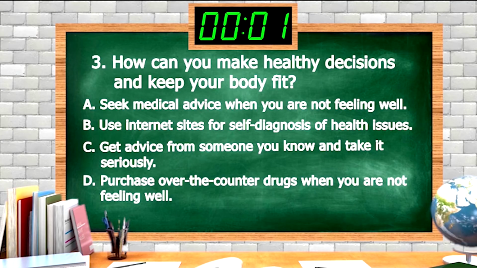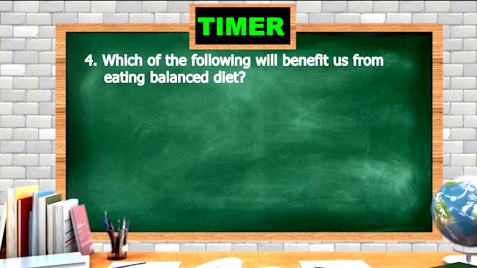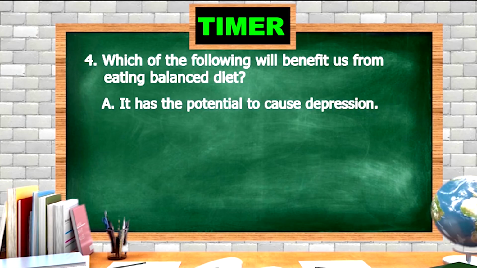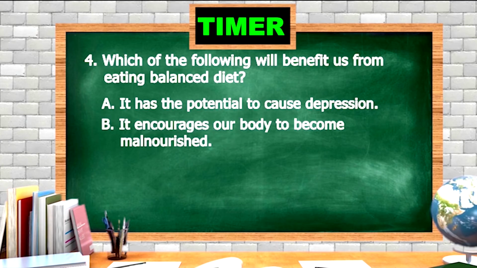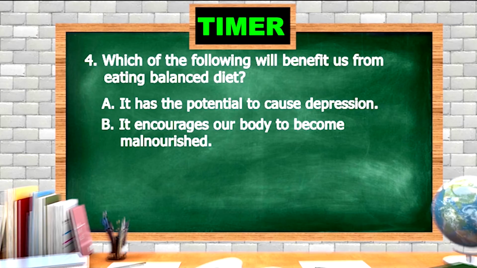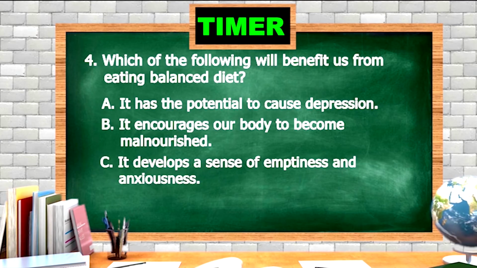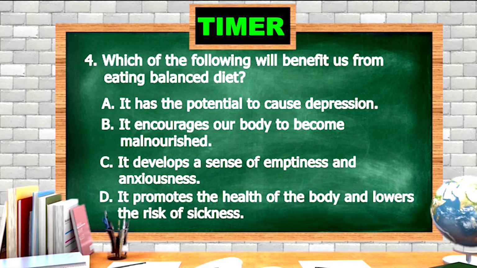Number 4. Which of the following will benefit us from eating balanced diet? A. It has the potential to cause depression. B. It encourages our body to become malnourished. C. It develops a sense of emptiness and anxiousness. D. It promotes the health of the body and lowers the risk of sickness.